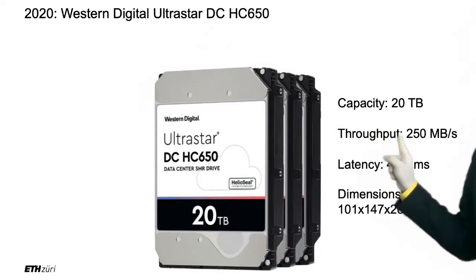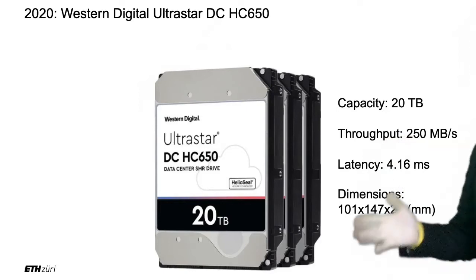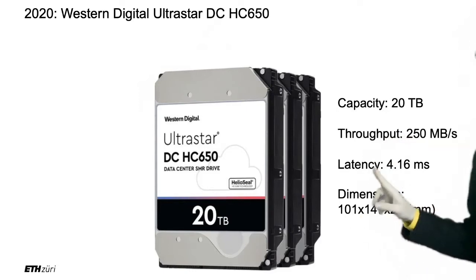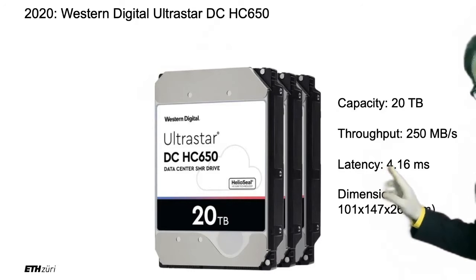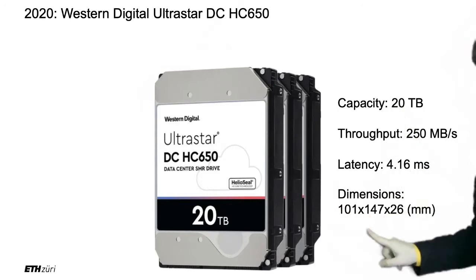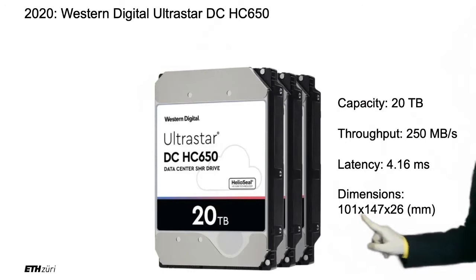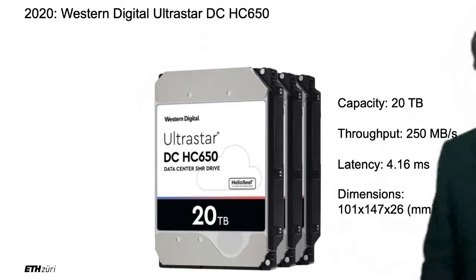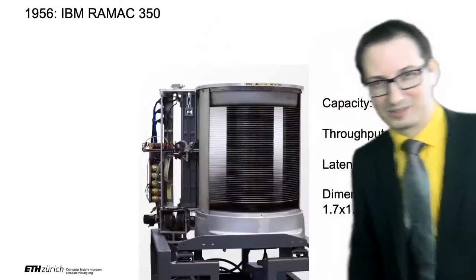Its throughput is 250 megabytes per second, so it's much more than the 50s, of course, and the latency is also reduced. So this is the one that goes down to 4.16 milliseconds. And you can see it's also much smaller, right? So you have to consider the capacity per unit of volume, right? So to consider that it fits in much, much less space than this.